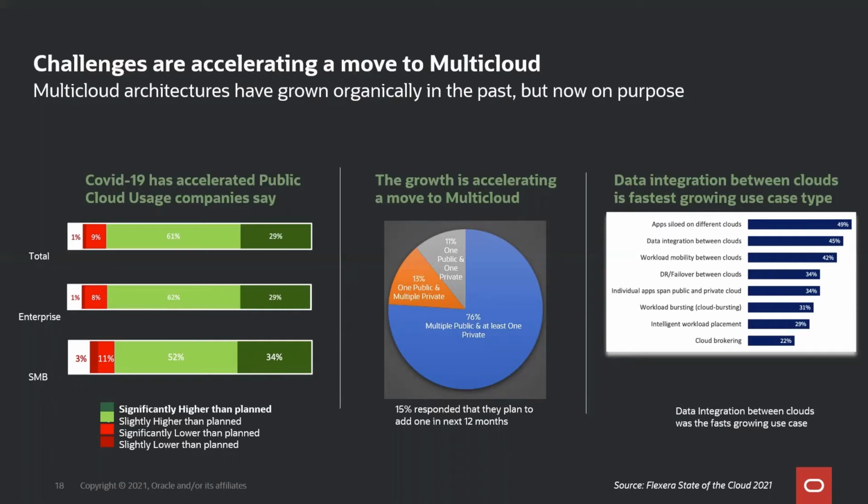This has also seen a growth in multi-cloud scenarios. A full 76% of respondents said they are using multiple public clouds and at least one private cloud. Of those 76%, 15% responded that they plan to add another cloud in the next 12 months. So companies are starting to use 2, if not 3 public clouds to handle all of their workloads.